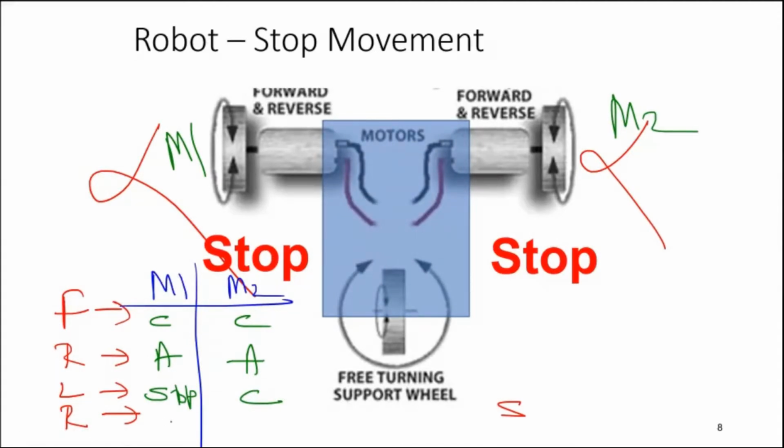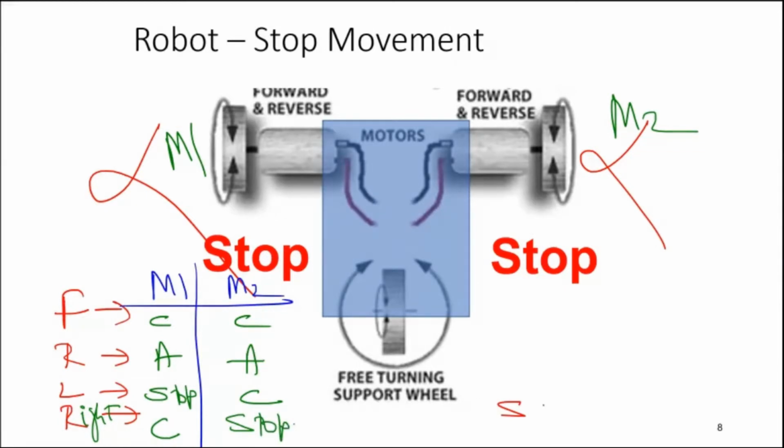For right, M1 should be clockwise and M2 should be stopped. M1 must be in clockwise direction and M2 should stop.